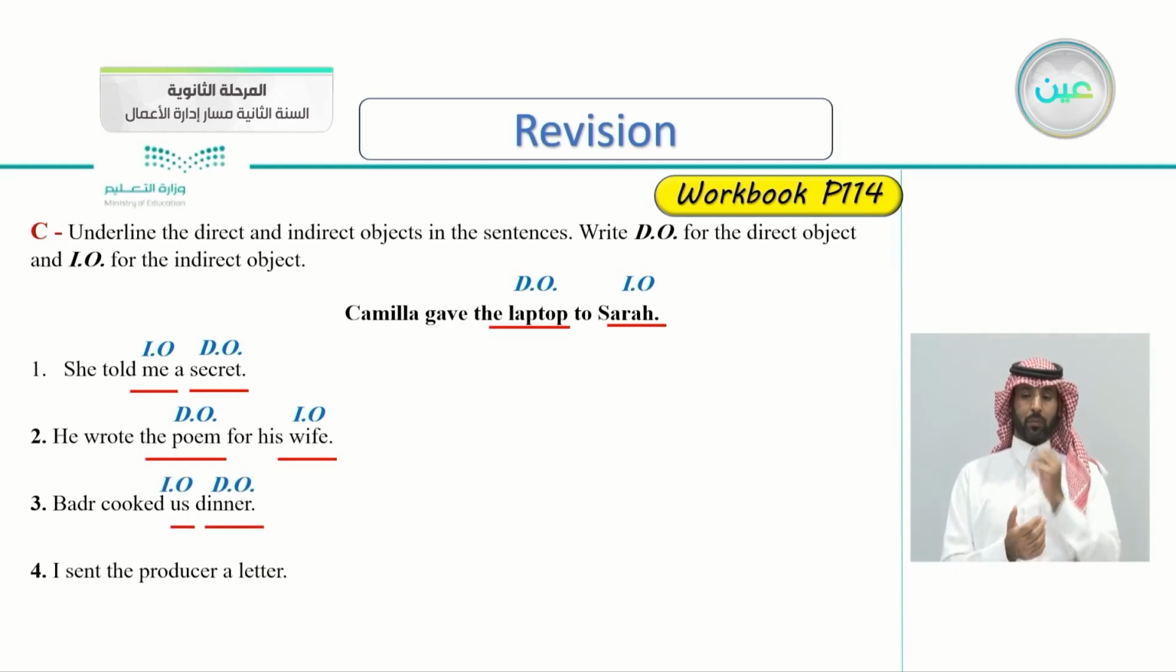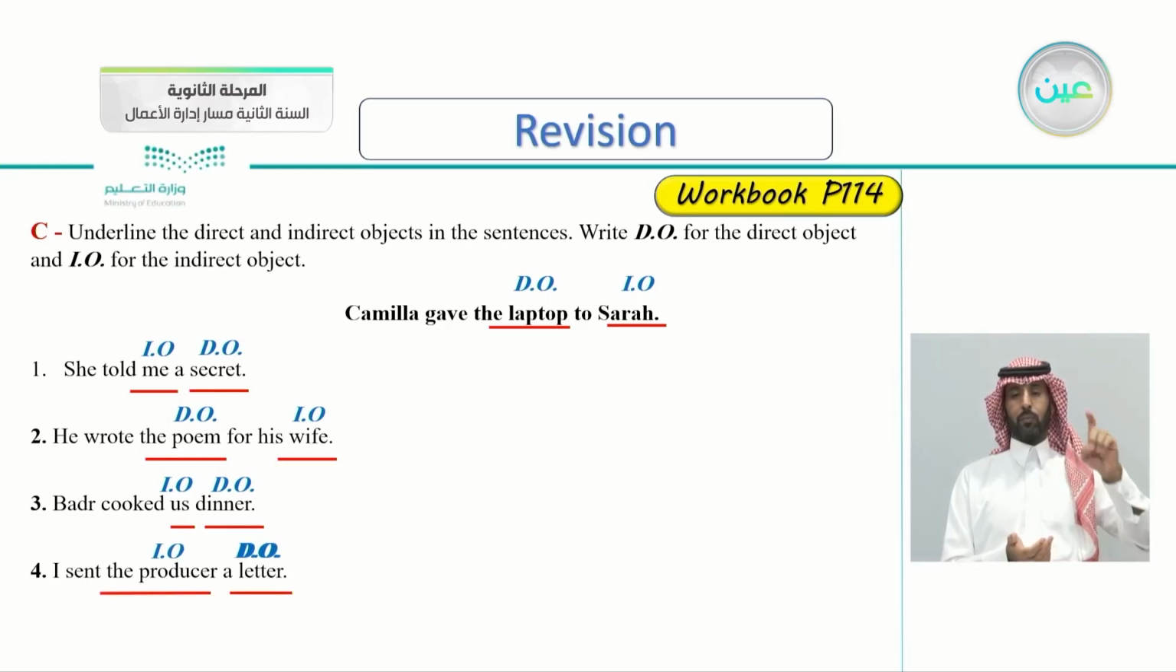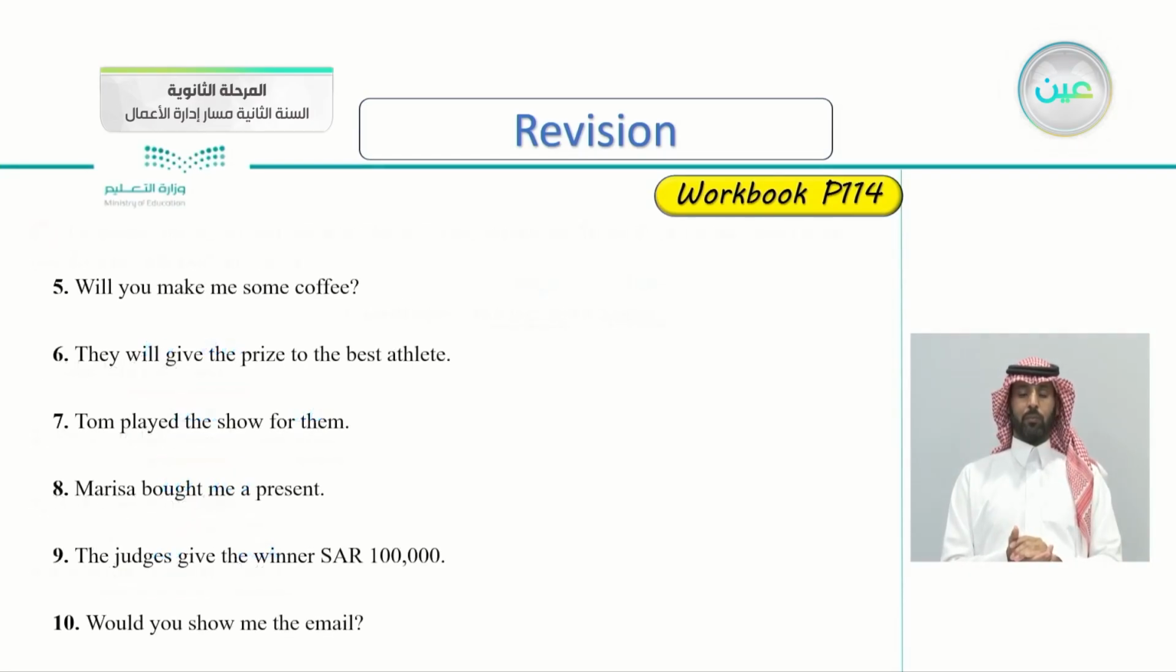Number four, I sent the producer a letter. Which is which here, which is direct and indirect? Let's check it together. So the producer is the indirect and a letter is the direct object. Continuing here with number five, will you make me some coffee? Which is direct and which is indirect here? Yes, me is the indirect, coffee is the direct.